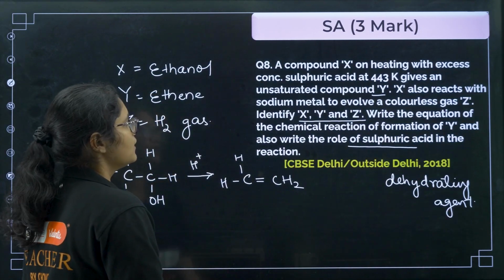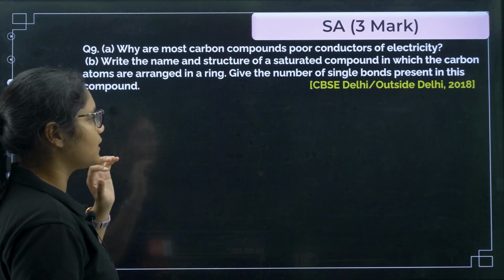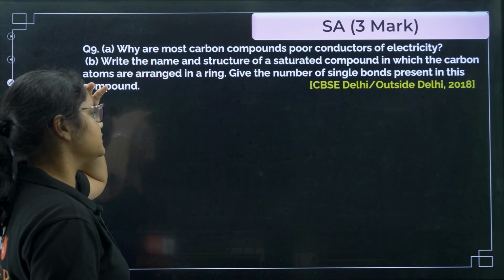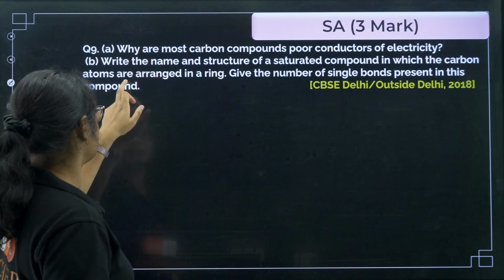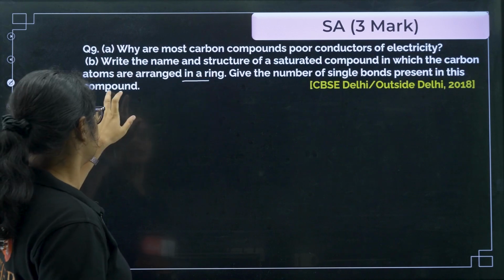Okay, next let us see question number 9. Why are most carbon compounds poor conductors of electricity? Write the name and structure of a saturated compound in which the carbon atoms are arranged in a ring. Give the number of single bonds present in this compound.